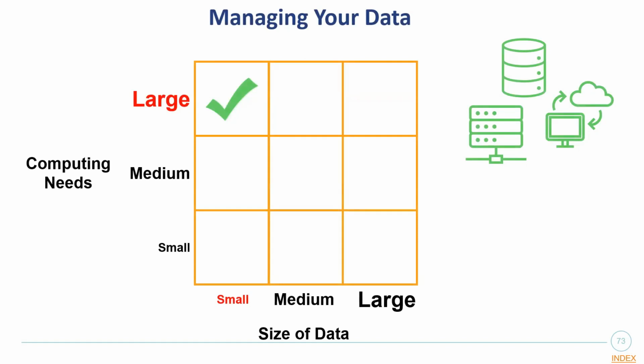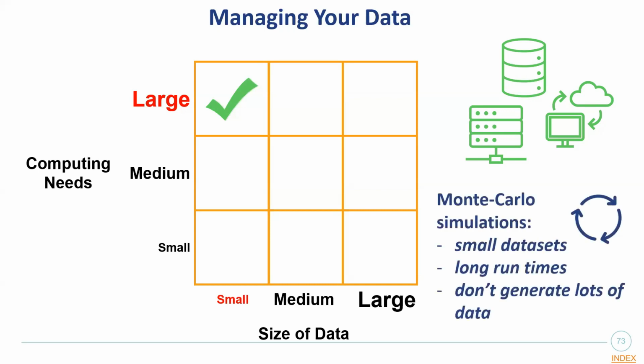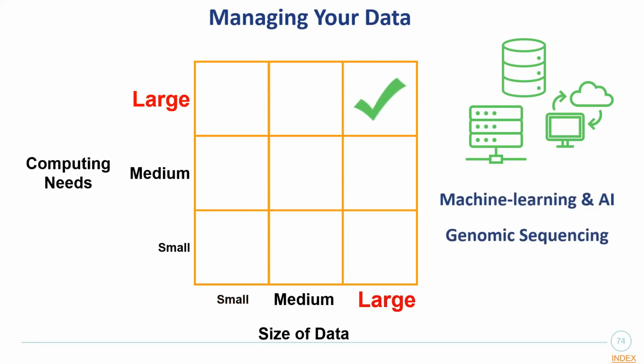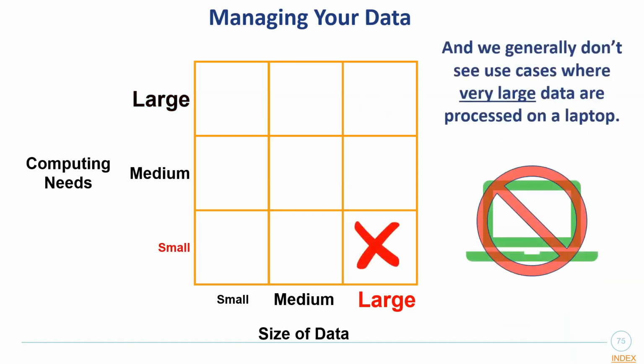So as an example of this, small data, large computing use case is when working with Monte Carlo simulations. While data sets associated with these simulations can be relatively small, the computational costs can be staggeringly high. If we turn to machine learning and AI or genomic research, we're dealing with large data sets and large computing needs. This is certainly the realm of big data. And to close the loop, we generally don't see use cases where very large data sets are processed on a laptop.